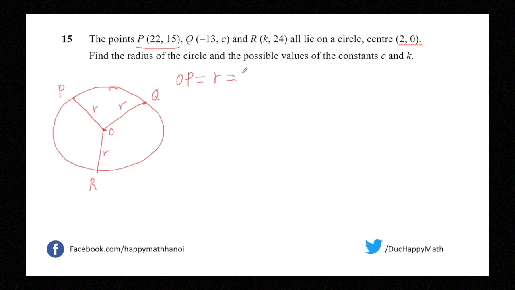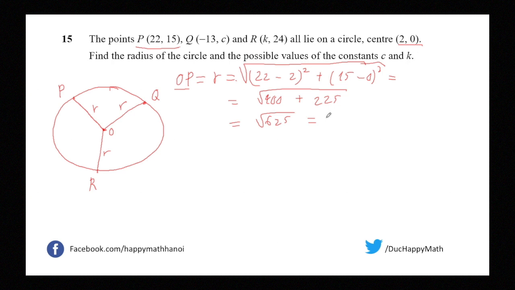I will use the formula to calculate the radius first. It means the square root of (22 minus 2) squared plus (15 minus 0) squared. This formula is exactly the formula to calculate the distance between O and P, but it is also the radius of the circle. Okay, 20 squared is 400, 15 squared is 225, and they equal 625, square root is equal to 25. So the radius is equal to 25.